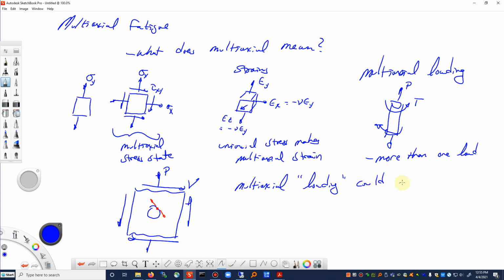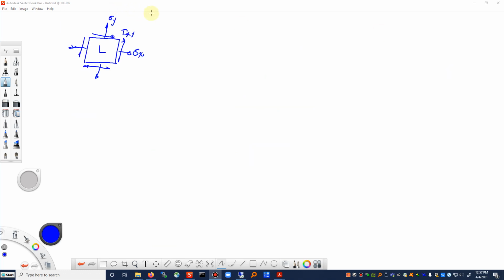So let's just put it this way: multiaxial loading could result in a uniaxial stress state. All right, well, let's say we have a situation where we have a multiaxial stress state, and we do want to find out how that influences the fatigue behavior at that location.